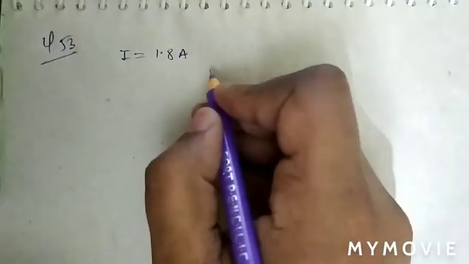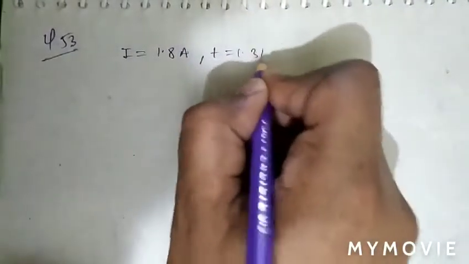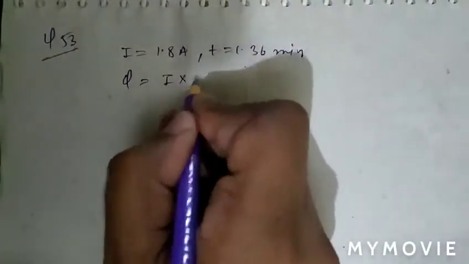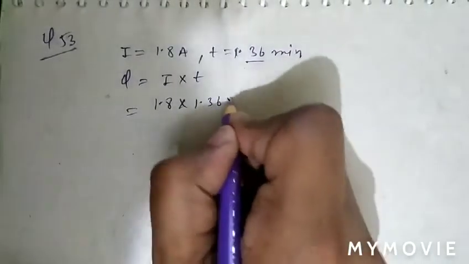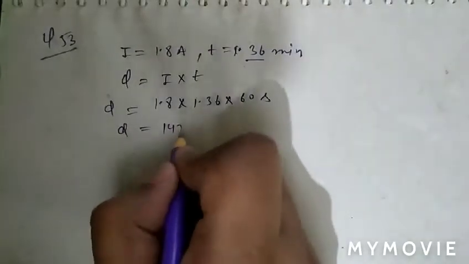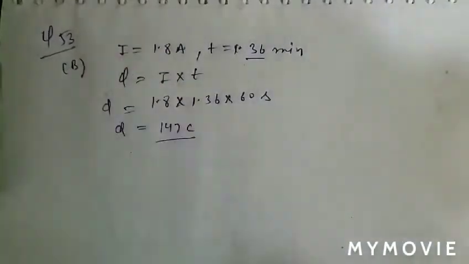In question number 53, what is given there? The current passing through the wire is 1.8 ampere. The number of coulombs that will flow, time is given, that is equal to 1.36 minutes. So we can say that Q equals I into T. I is 1.8, time converts into seconds, that is 1.36 into 60 seconds. So charge will be equal to 147 coulombs. Question number 53, option B is correct.